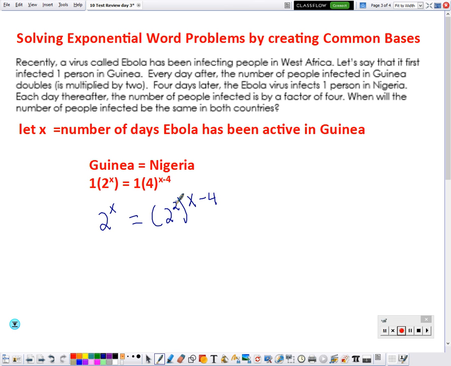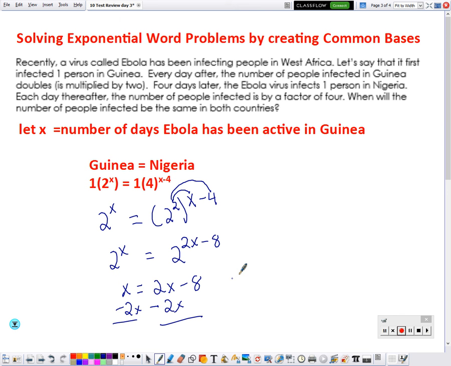And then what are we going to do with this exponent? We need to multiply 2 times x, then 2 times negative 4. All right. So we're going to have 2 to the x equals 2 raised to what? 2x minus 8. So now we're going to equate our exponents. And what are we going to do to both sides? Subtract 2x from both sides.